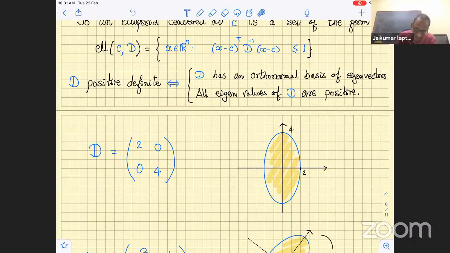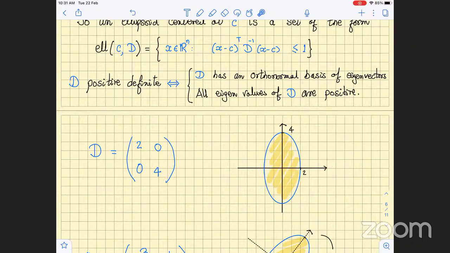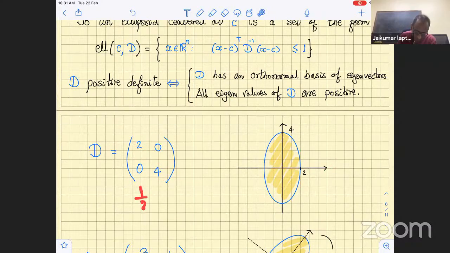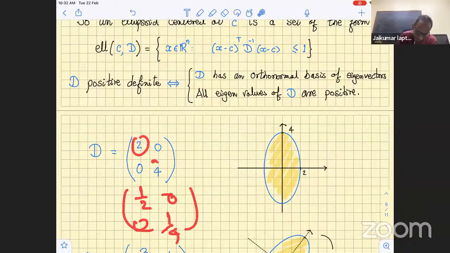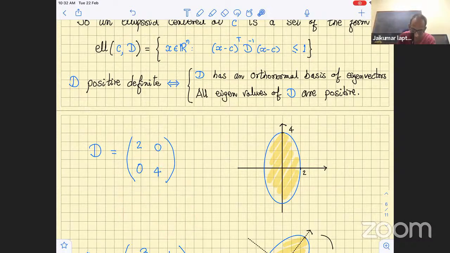Okay. So now, what if this is D? What is D inverse? What is the action of D? It is scaling the first vector by a factor, half, comma, 1 by 4. So it would be 1/2, 1/4, 0, 0. You just take the inverse of the diagonals, if these are 0. So that is D inverse.